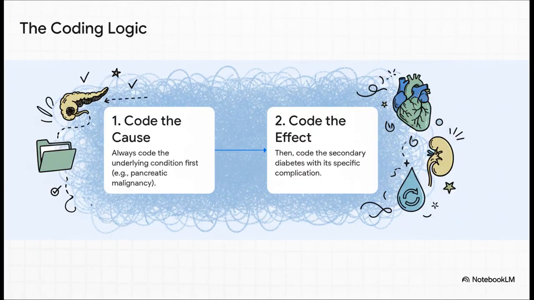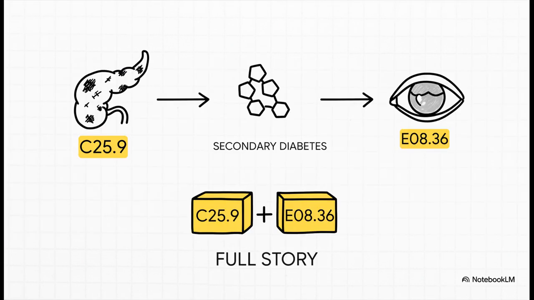We follow a really clear logic. First, you always code the underlying condition that caused the diabetes in the first place. In our example, that's the pancreatic cancer. Then you code the diabetes itself, making sure you pick the code that includes the specific complication, or manifestation, which in this case is the cataract. And there it is. This shows the logic perfectly.